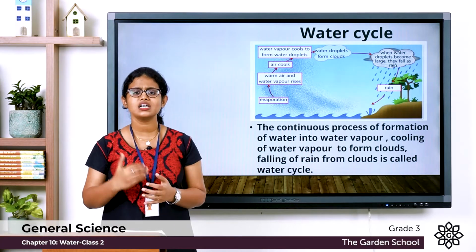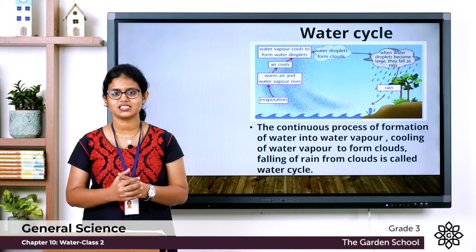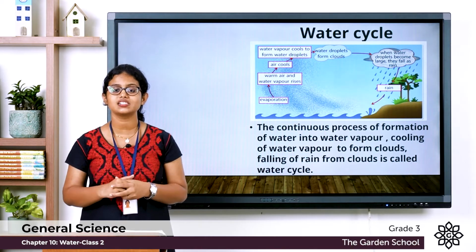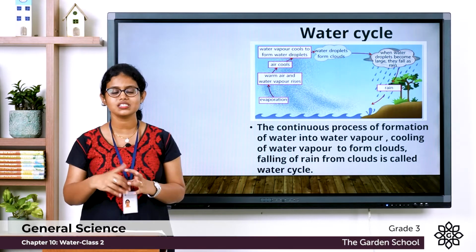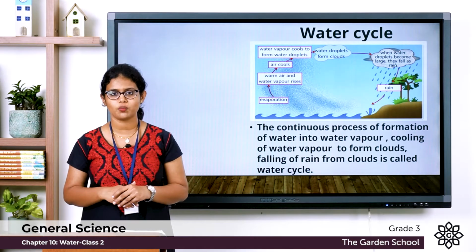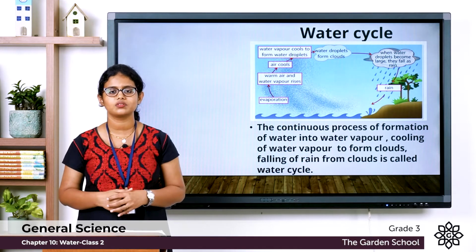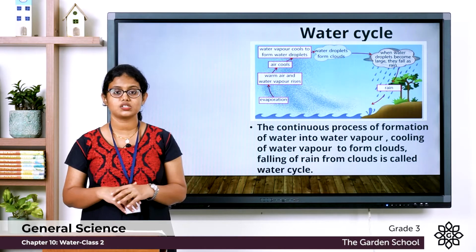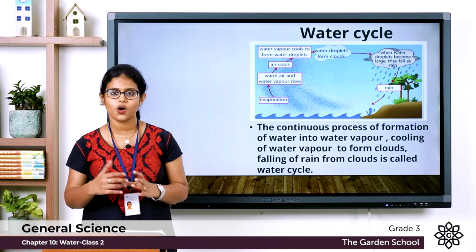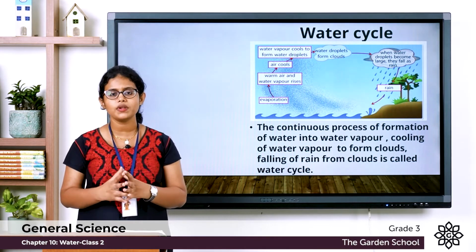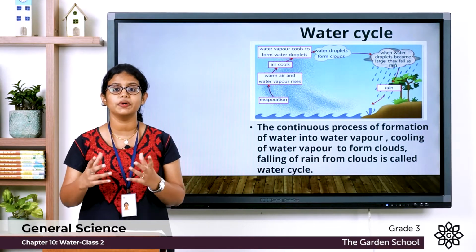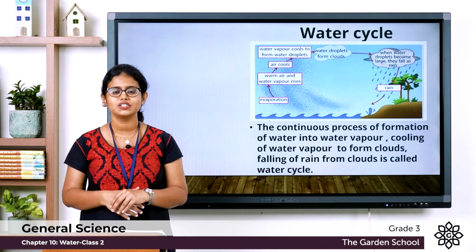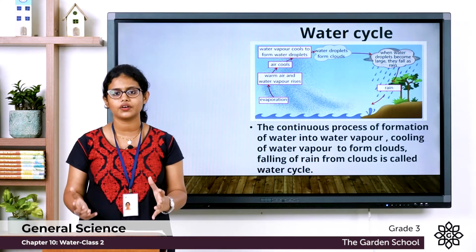When it reaches a certain height, it cools and it changes into water droplets. When it reaches a certain height, what happens? It cools and changes into water droplets. And these drops of water form clouds. So this is how clouds are formed. The water droplets in the clouds become bigger drops. When they become bigger and heavier, they fall to the ground as rain.